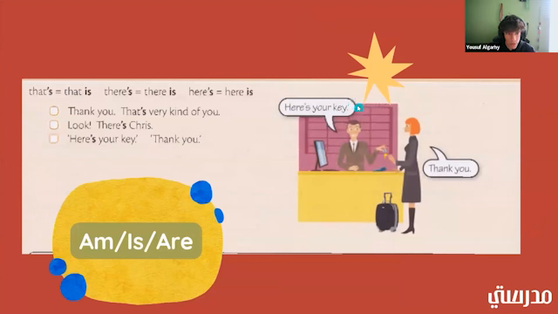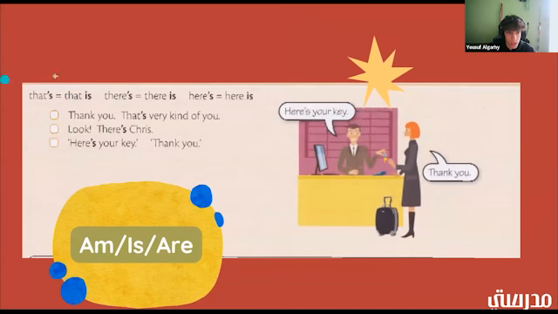All right. Now we have three different ways to combine some words. So we have that is turns into that's. Okay. There is turns into there's. And here is turns into here's. So what you can see is whenever we're combining, obviously you can't combine every word because some of them won't make sense. But there are words that you can combine.